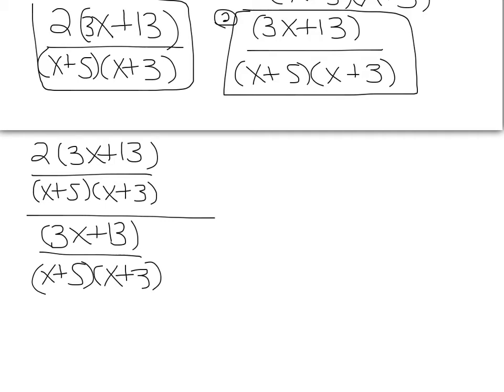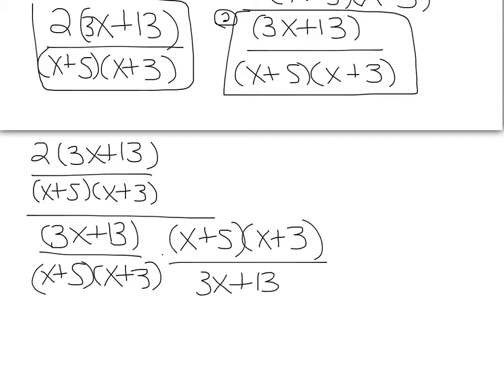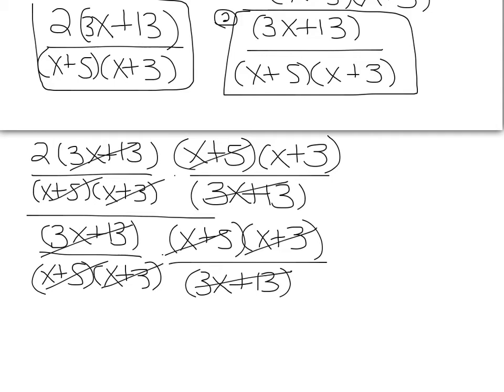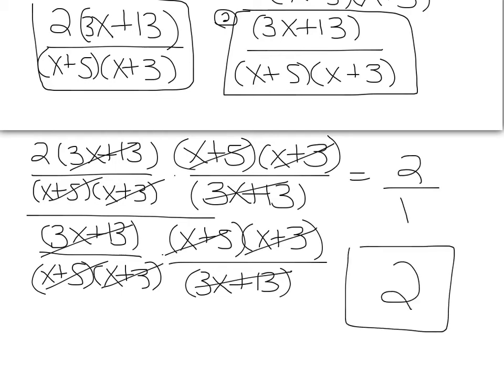Okay? So I'm going to multiply by the reciprocal of the denominator. These cancel, these cancel, these cancel. Whatever I do to the denominator, I have to do to the numerator. These cancel, and these cancel. So I'm literally just left with 2 over 1, which we'll just call 2. So when you get down to a single digit like that, you know you probably did it correctly. Okay, so 2 is your answer.